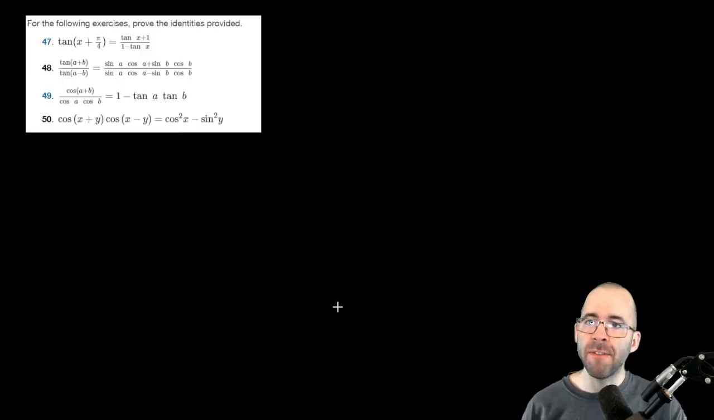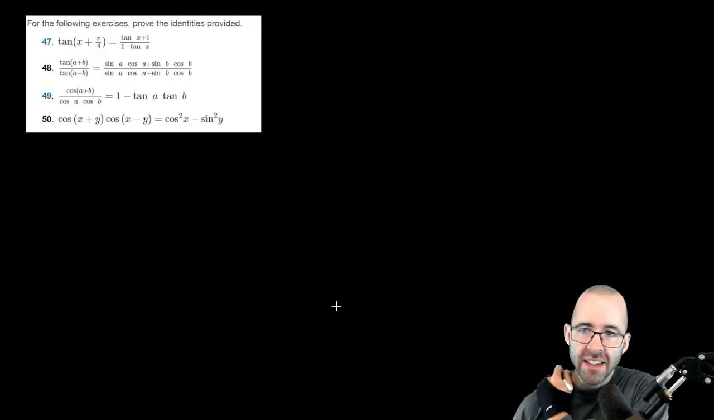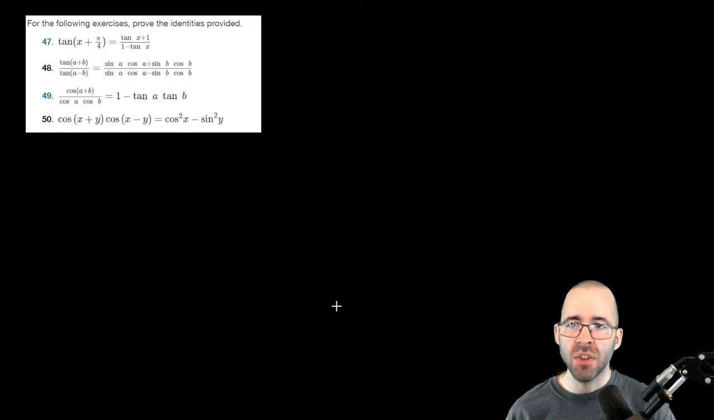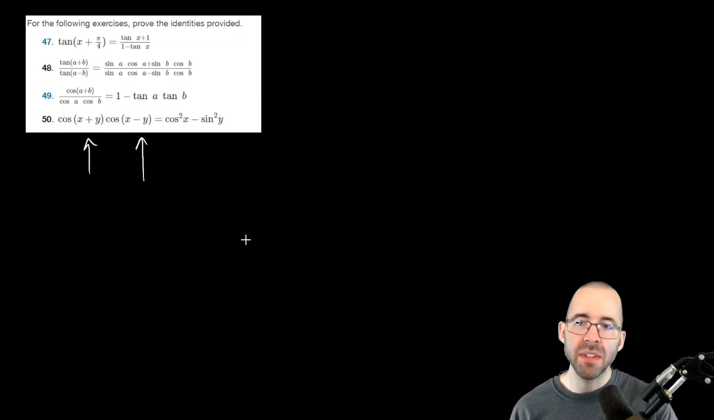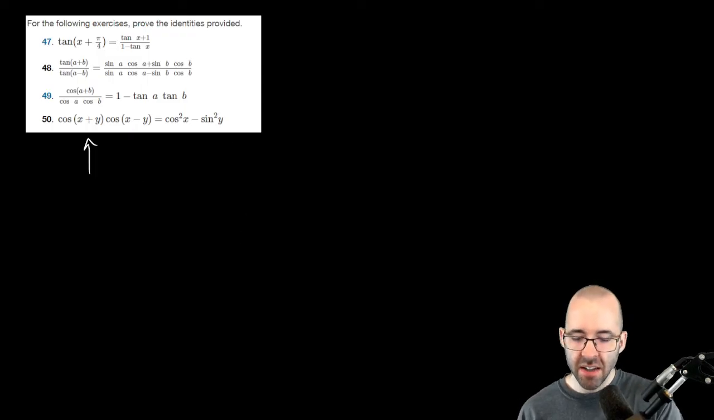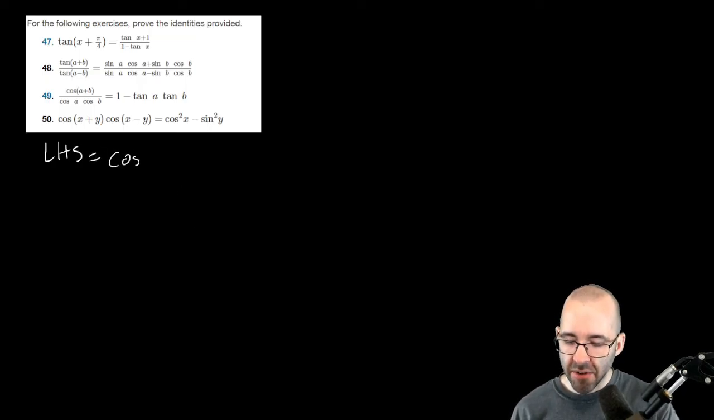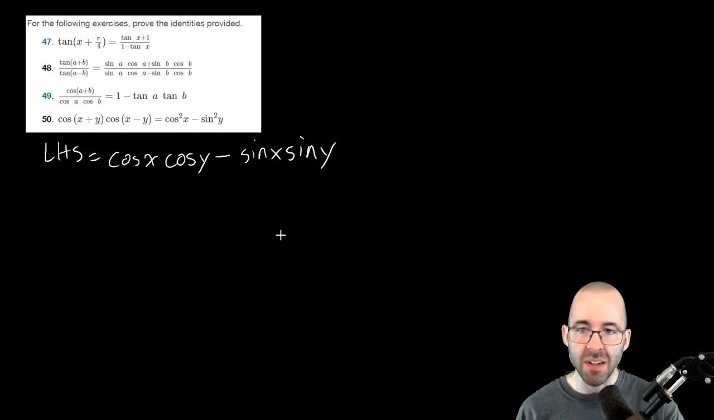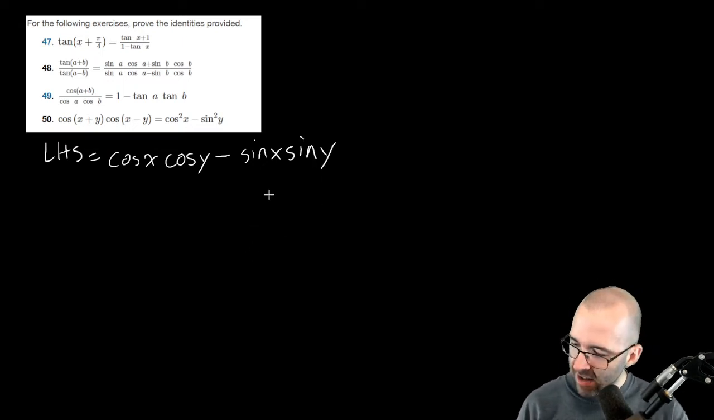I also wanted to do number 50, prove the identities. Sorry, it's a little dark or a little small. But let's start with the left-hand side. Again, we have angle sum on one side. We don't have it on the other side. So we're going to need those formulas. So that'll be cosine of the first, cosine of the second, minus sine of the first, sine of the second. It's always opposite signs for cosine.